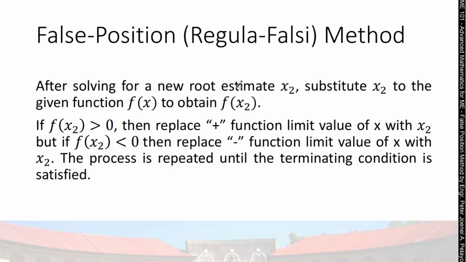So, after natin ma-solve yung new root estimate, which is x2, substitute lang natin x2 to the given function f of x to obtain f(x2). Parang sa bisection method lang din. And then, if f(x2) is greater than 0, then replace the positive function limit value of x with x2. Pag negative naman, replace the negative limit value of x with x2.